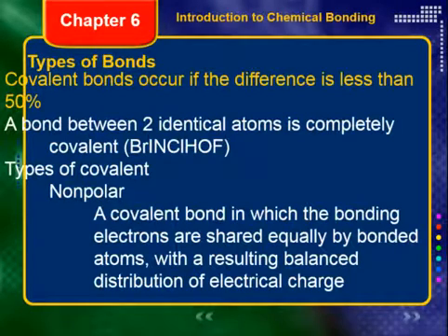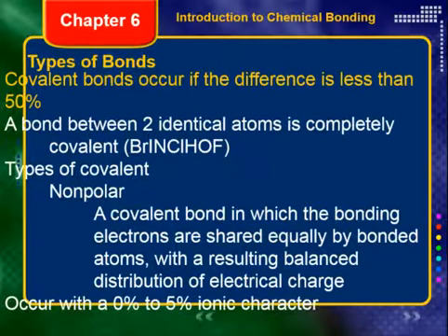But it's a covalent bond in which the bonding electrons, the two electrons that are involved in the bond, are shared equally by bonded atoms with the resulting balanced distribution of electrical charge. That means between the two bonded atoms, between the two hydrogen atoms or between the two oxygen atoms or between the two fluorine atoms, the two electrons that are involved in the bond are exactly in the middle between those two atoms. They're not closer to one or the other. They're perfectly splitting the distance.